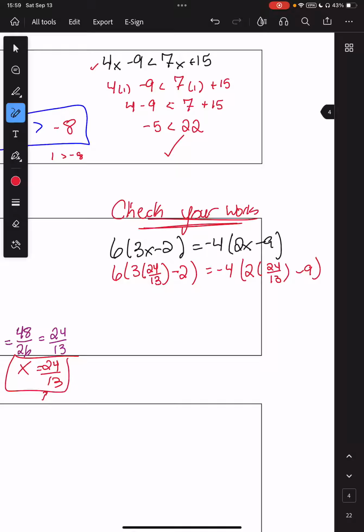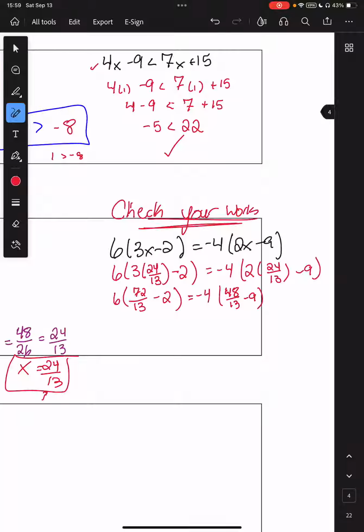And we can solve this using our calculator. So let's start by solving the inside of our parentheses. So 3 times 24 over 13. Well, 3 times 24 is 72 over 13 minus 2 is equal to negative 4 times 2 times 24, well, that's 48 over 13 minus 9.